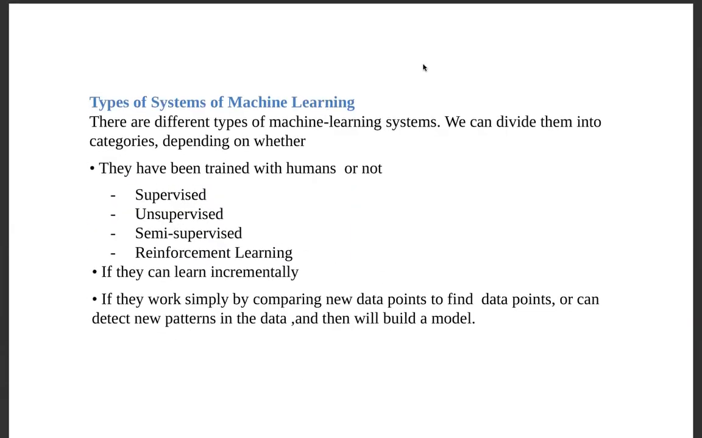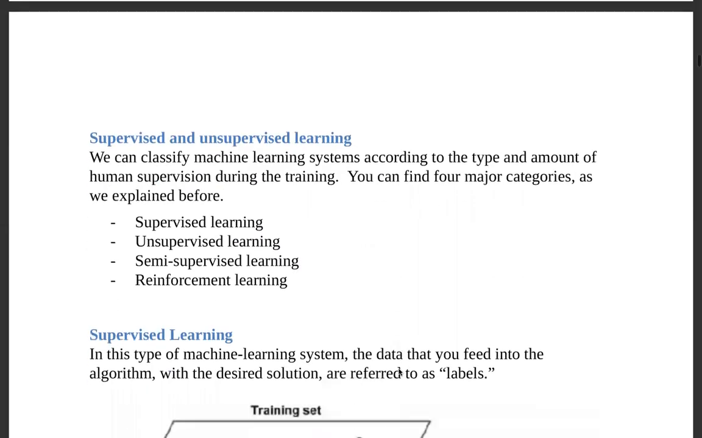Types of machine learning. There are different types of machine learning. We have supervised machine learning, unsupervised machine learning, semi-supervised machine learning, and reinforcement learning. Let's try to dive into one or two of them.